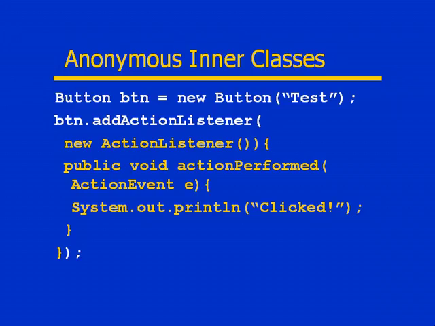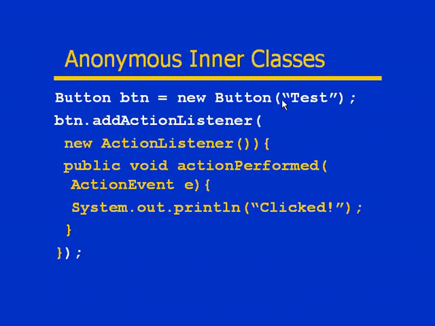Here I've given an example of defining an anonymous inner class. This example illustrates some commonly used graphical code when developing graphical applications in Java. First, I've instantiated a new button component. This button component will be represented visually on the screen.